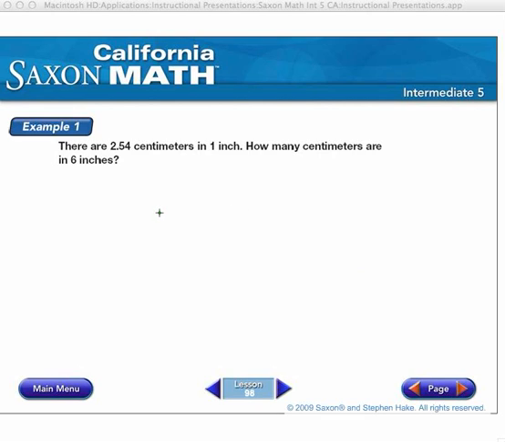There are 2.54 centimeters in 1 inch. How many centimeters are in 6 inches? So 2.54 centimeters times 6. And right now I'm going to multiply just like normal. 6 times 4 is 24. 6 times 5 is 30, 31, 32. 6 times 2 is 12, 13, 14, 15.